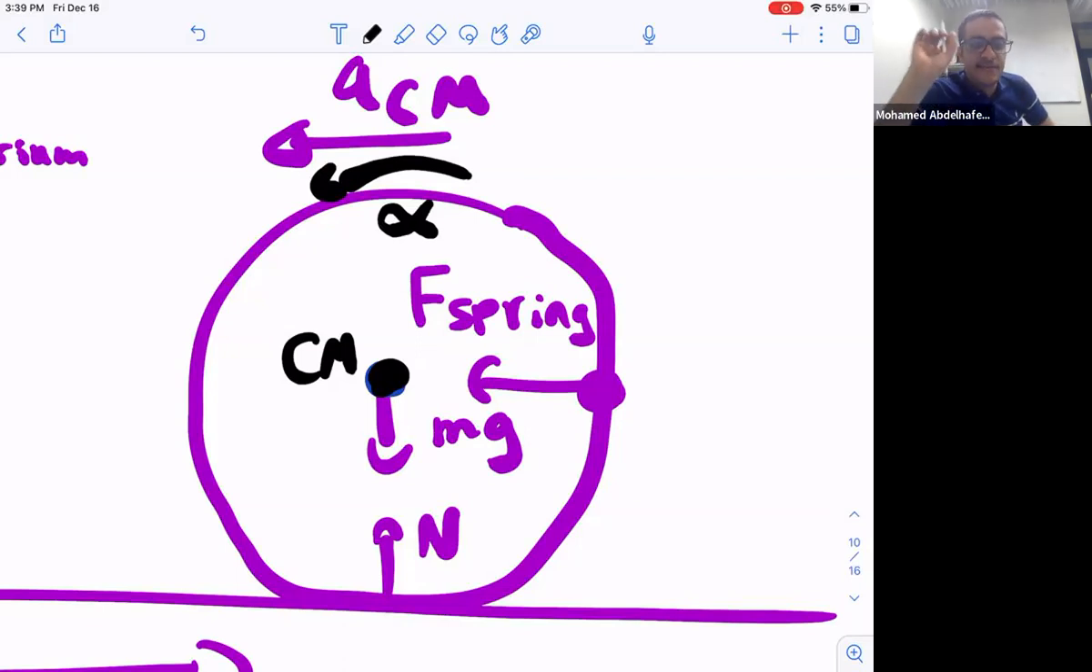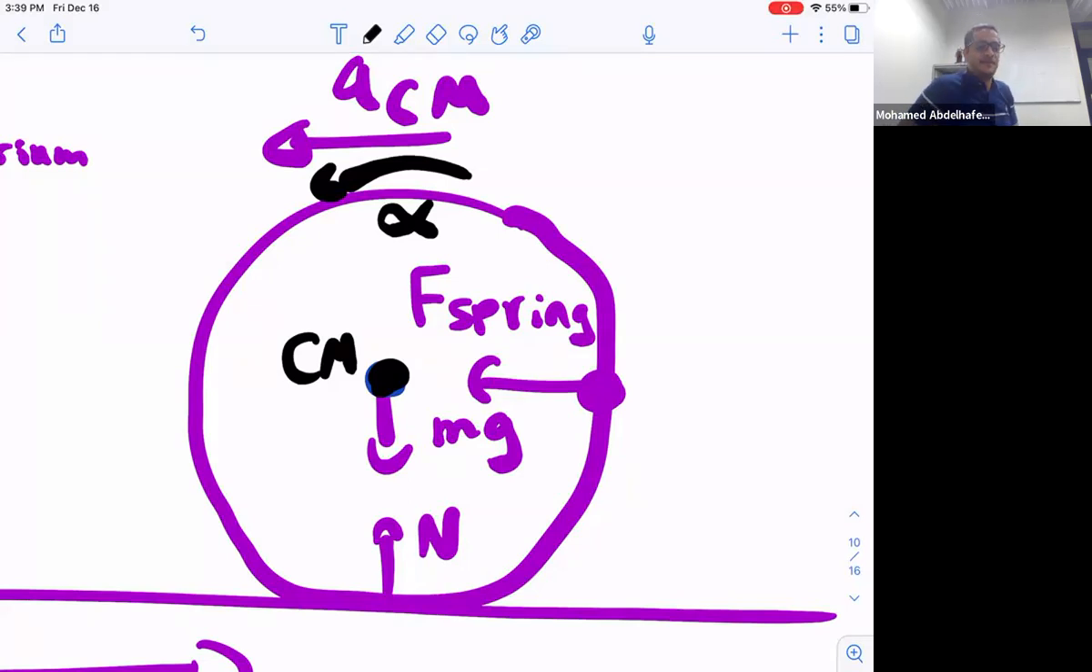So I'm saying ACM is to the left because you're accelerating towards equilibrium. So alpha has to follow. From rolling without slipping, they have to go hand in hand. So if you're accelerating to the left, you have to be doing an alpha to the left as well. So it's like counterclockwise here. Do you see that? So there has to be net torque in the same direction as this alpha.